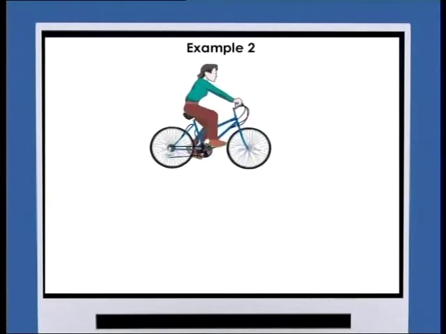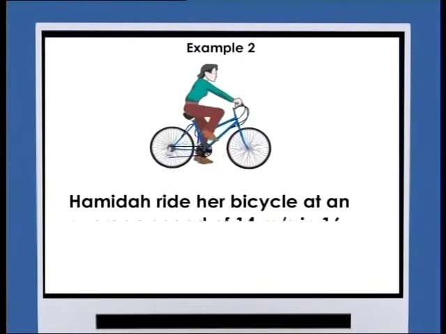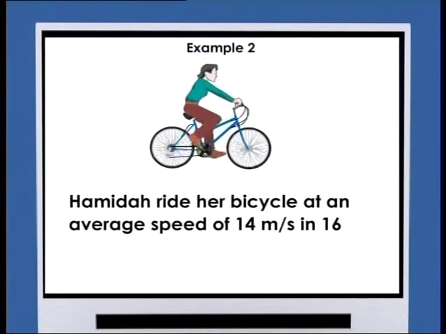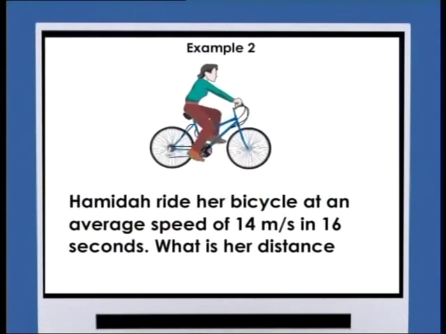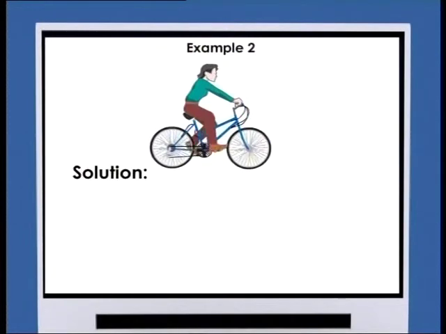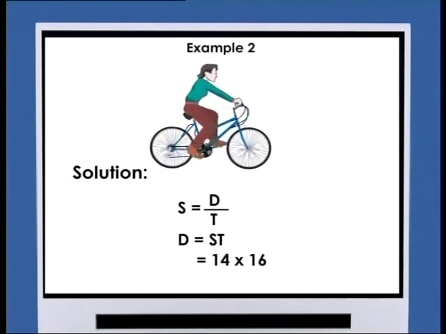Example 2. Hamida rides her bicycle at an average speed of 14 meters per second in 16 seconds. What is her distance traveled? Solution. s equals d over t. d equals st equals 14 times 16 equals 224 meters.